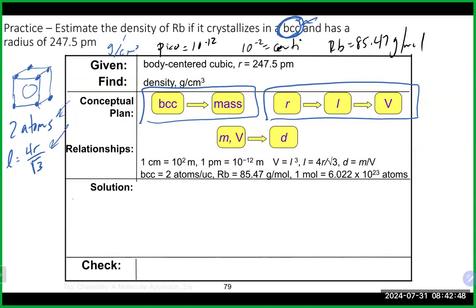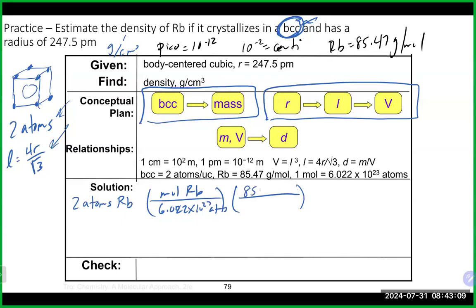So I'm going to start with our 2 atoms. And again, really just do our Avogadro's number calculation here, as we will need that to go from atoms to grams, basically, first via moles. And obviously from the periodic table, we can see it's 85.47 grams per mole. The moles are going to cancel, the atoms will cancel. And that's going to leave us with the grams part here, which in this case is 2 times 85.47 divided by 6.022 times 10 to the 23.